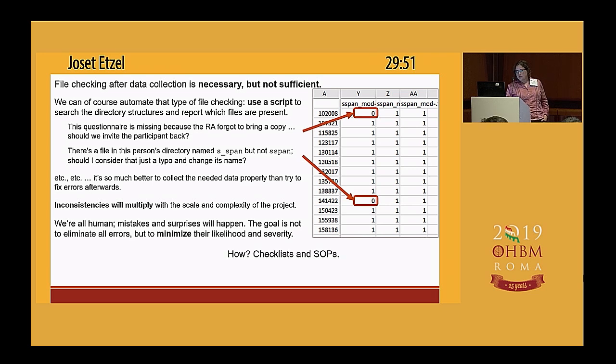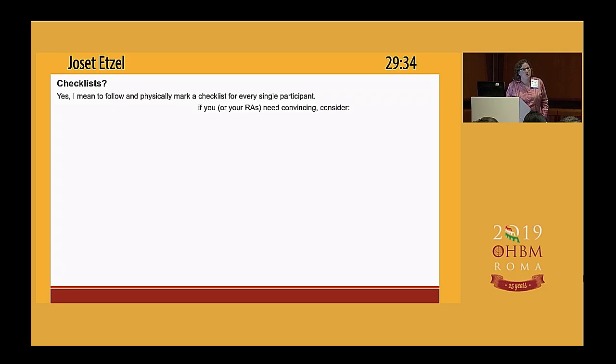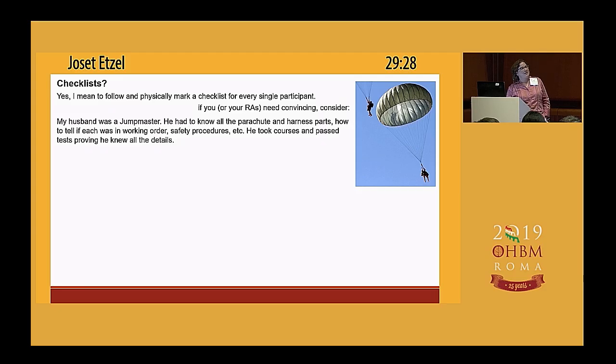So how do I suggest doing this? Checklists and SOPs. With checklists, I do literally mean to follow and physically mark a paper checklist for every single participant as you're running them, and possibly also as you're going through the data acquisition. And sometimes I get a fair bit of pushback on this idea. So this is one of my patented stories: think about parachuters.